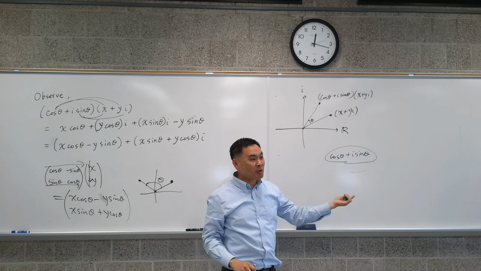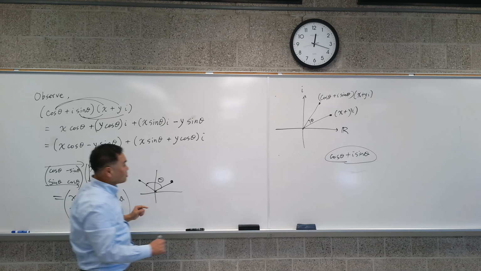Okay, so when theta is 90 degrees, what's cosine 90 degrees? What's cosine pi over 2? 0. What's sine pi over 2? 1. So you get what? I. You get i, right? Okay. So you get an i.